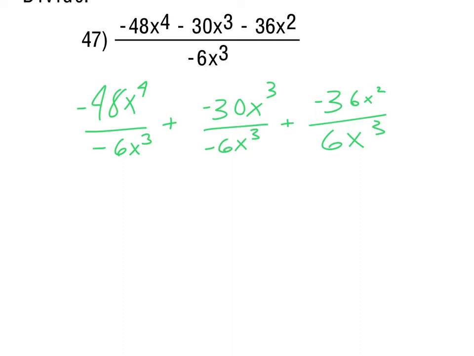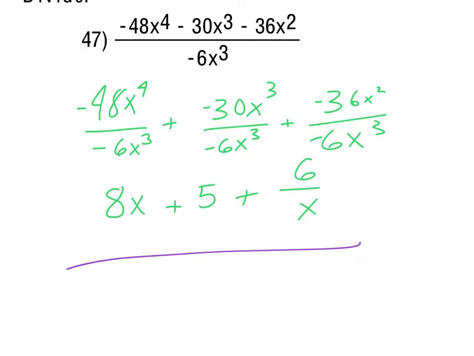48 divided by 6 is 8. X to the 4th over x cubed would be a plain x. Here the x cubes cancel. Negative 30 divided by negative 6 is 5. Here the x's actually end up in the denominator. And negative 36 divided by, oops, forgot my negative there, negative 6 is a positive 6. So we get 6 over x for that.